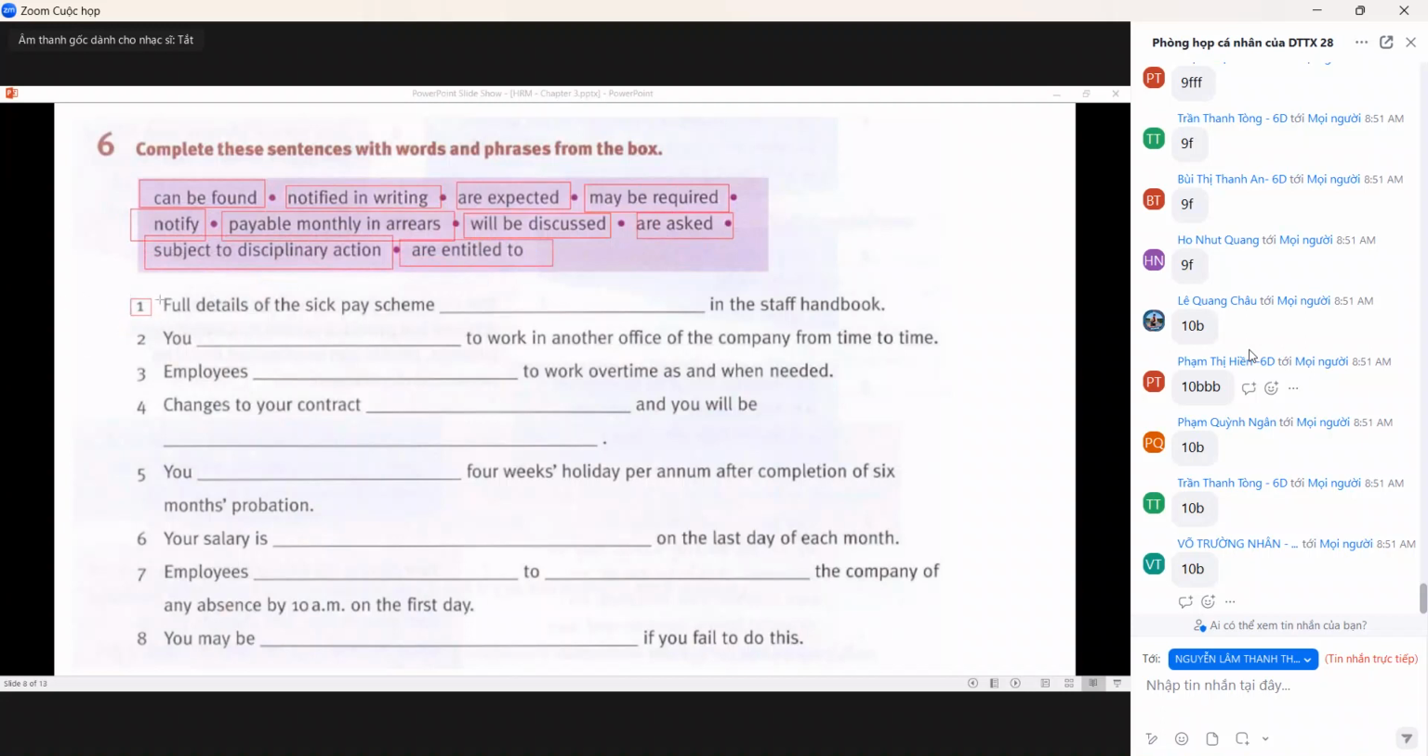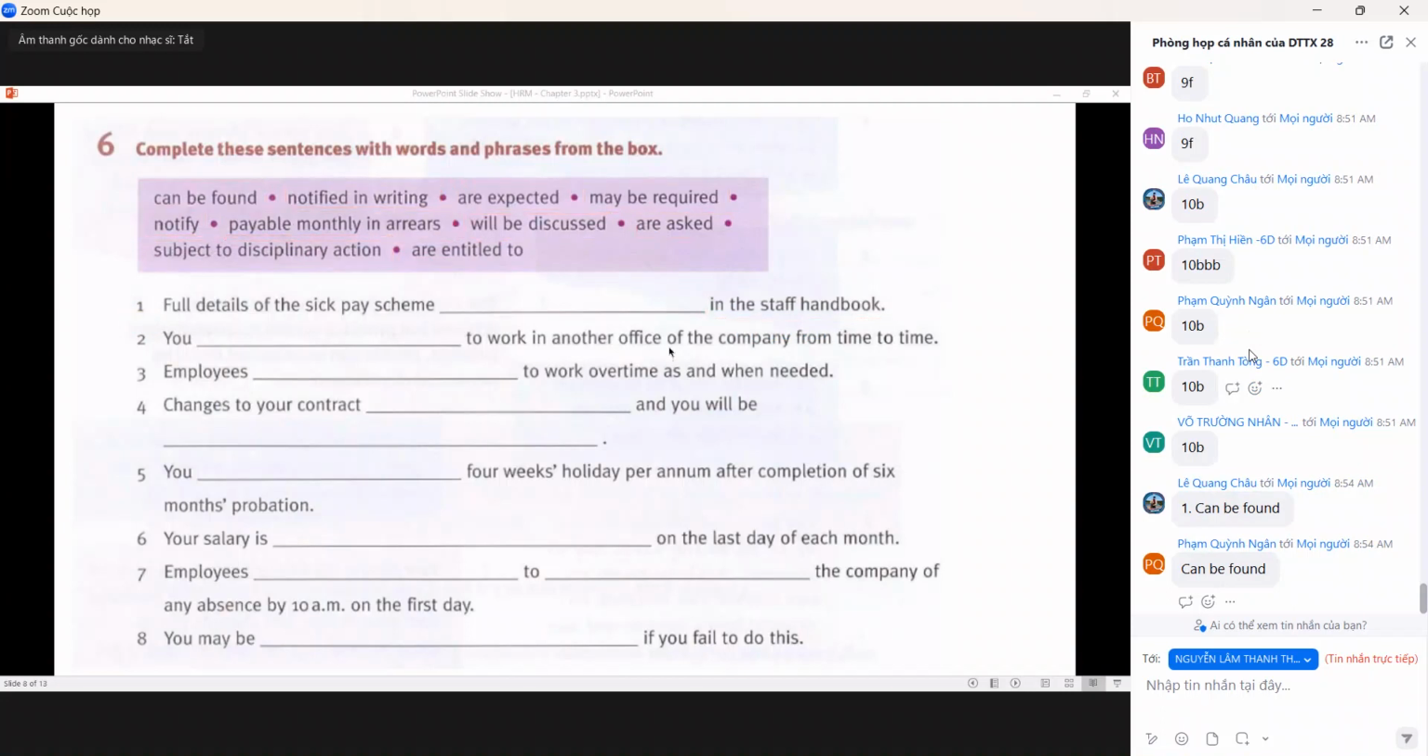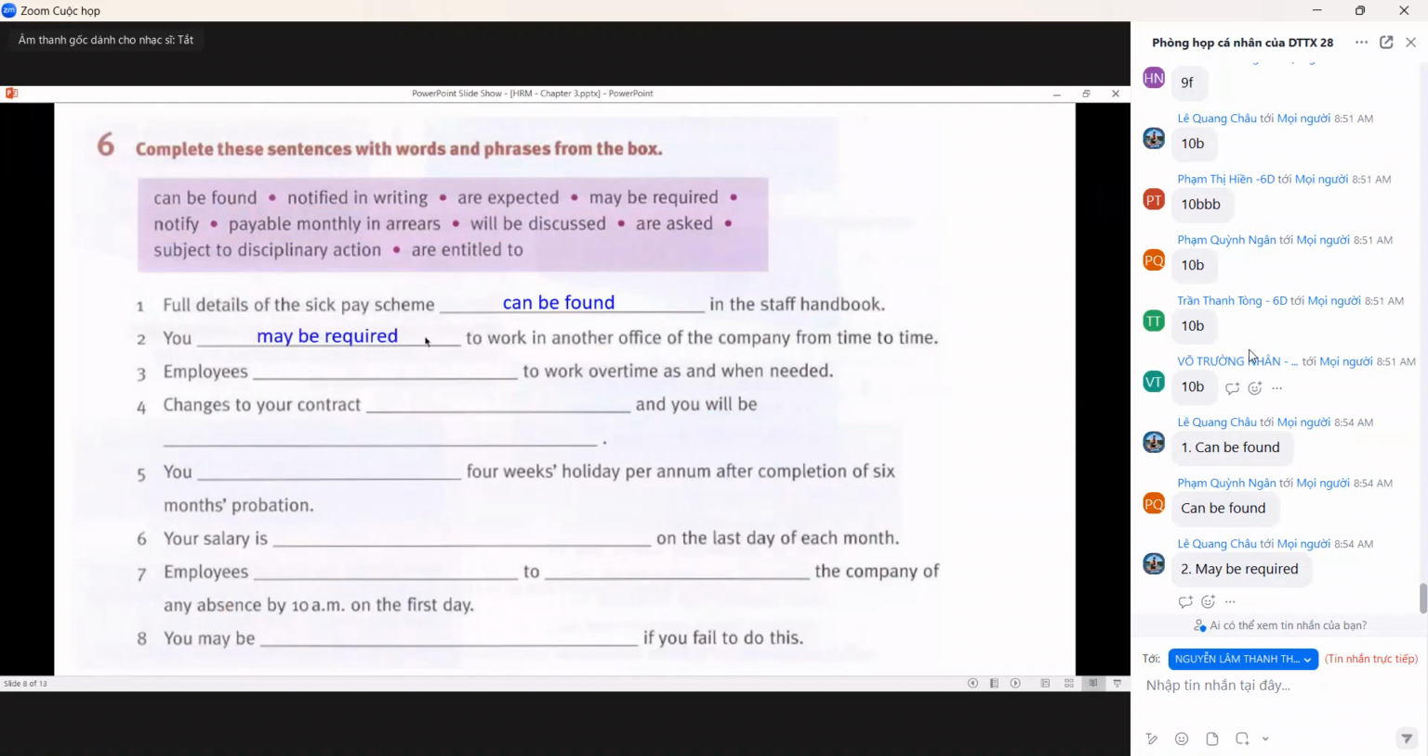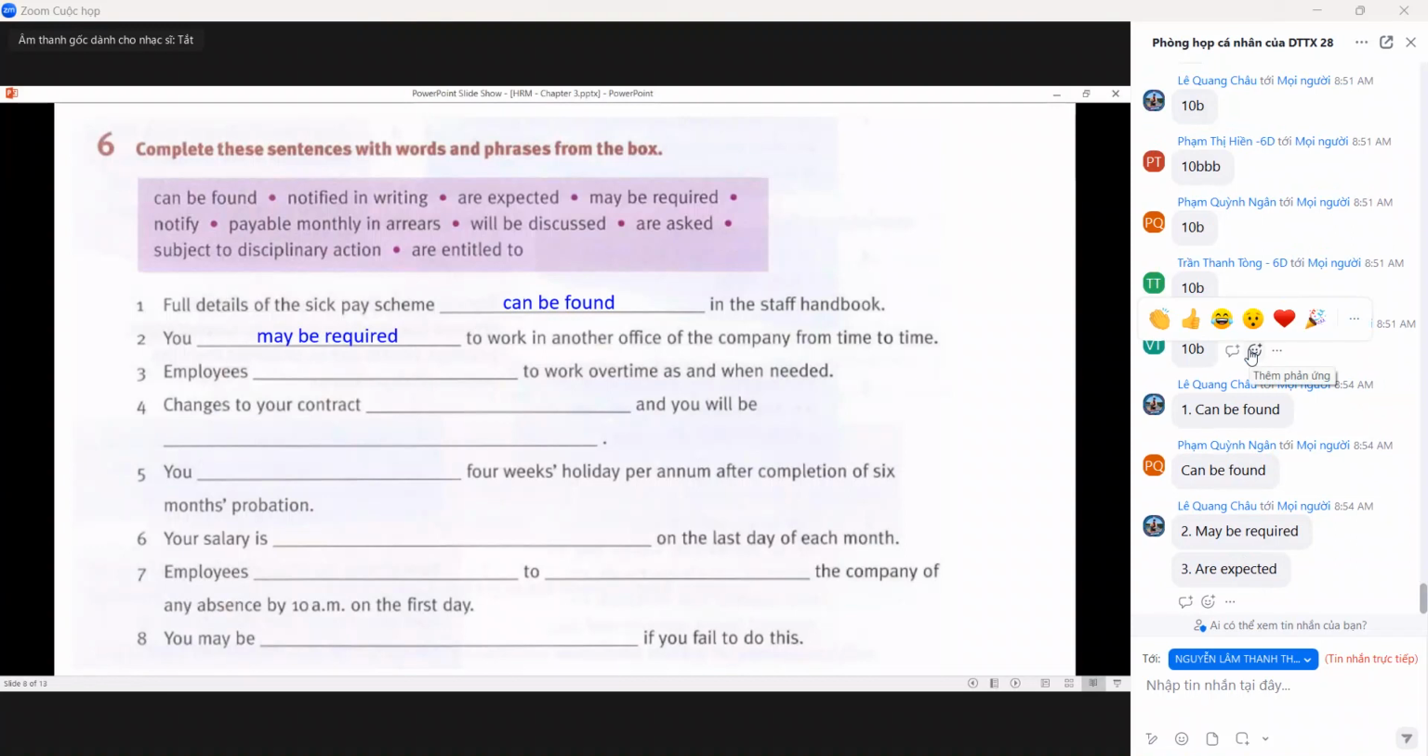Full details of the sick pay scheme in the staff handbook can be found. Right. Most of your choice can be found and it's correct. Number two, you to work in another office of the company from time to time. May be required. Yeah. Three, employees to work overtime as and when needed. Are expected. Employees are expected to work overtime as and when needed. Yeah, are expected.